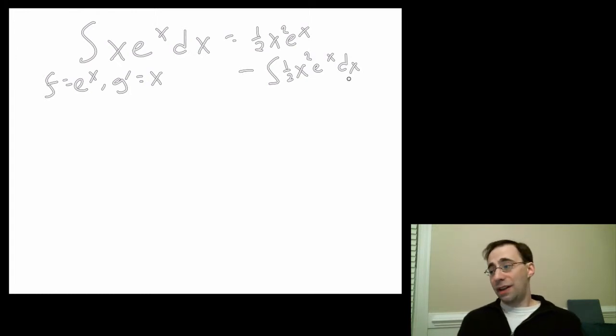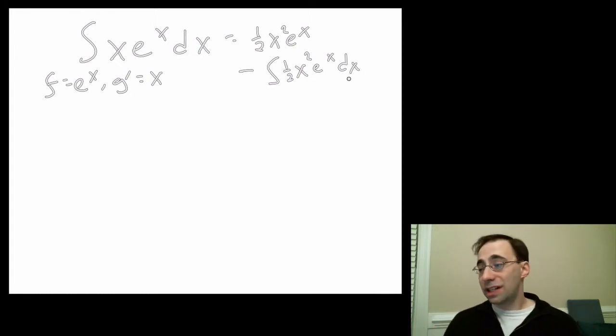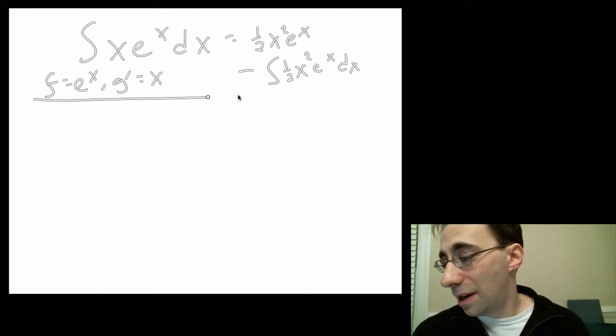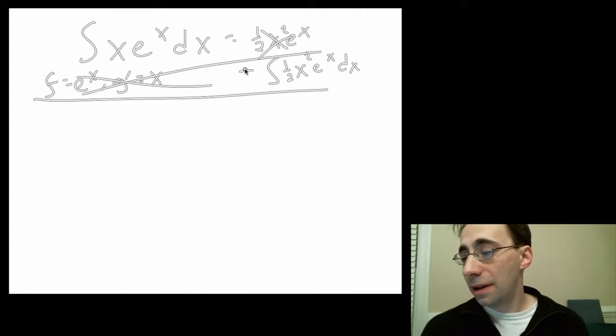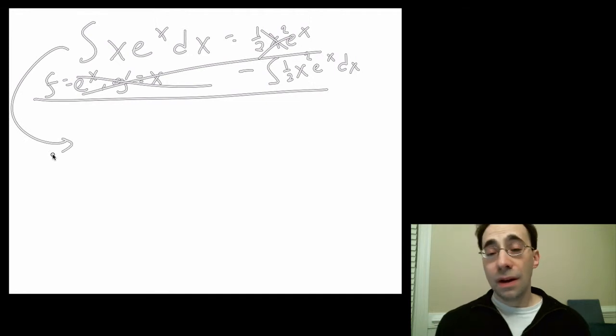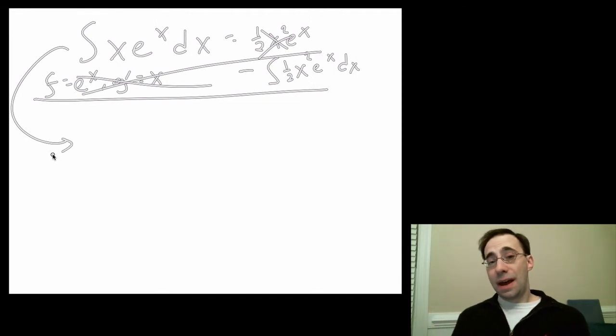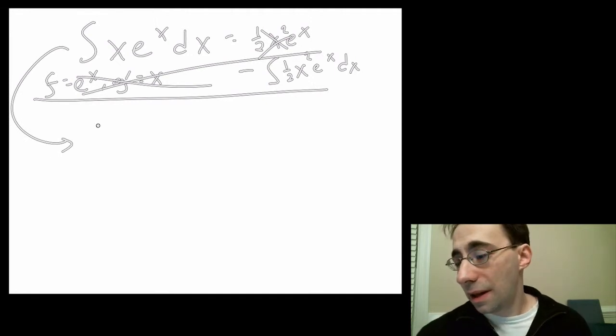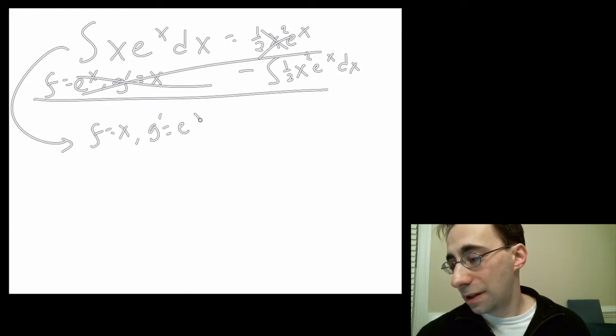We have an x squared e to the x, and we can't solve that either. So this gets us nothing. So this is a bad idea. So instead, we're going to try this again, but now what we're going to do is make f equal to x and g prime equal to e to the x.